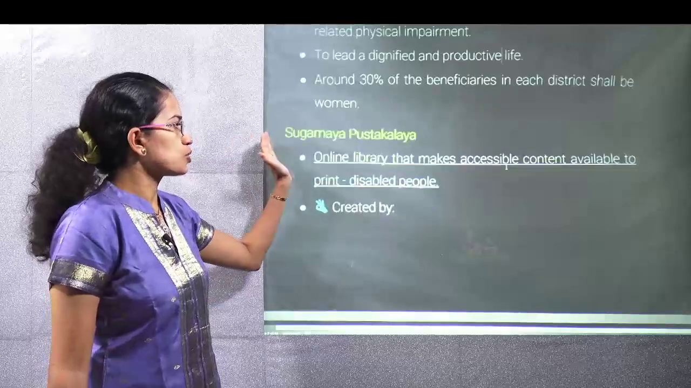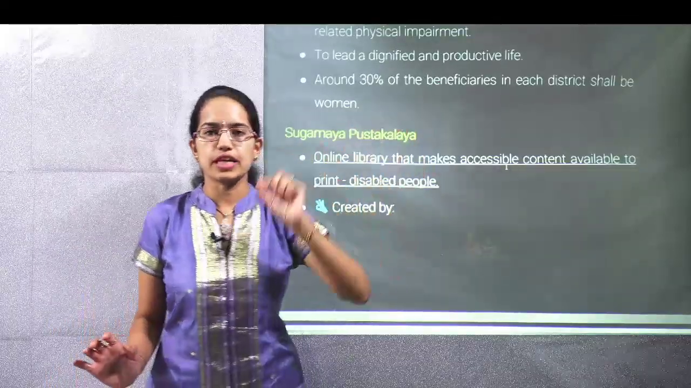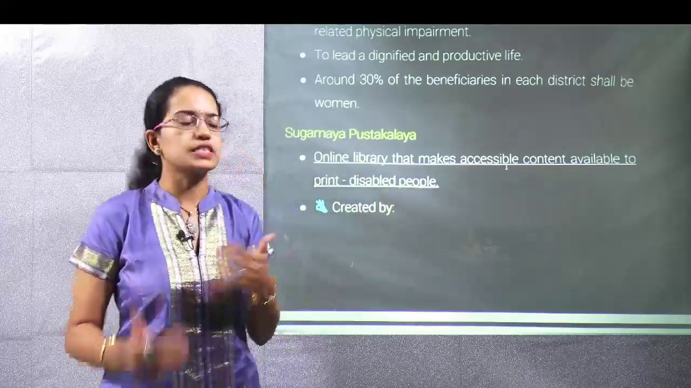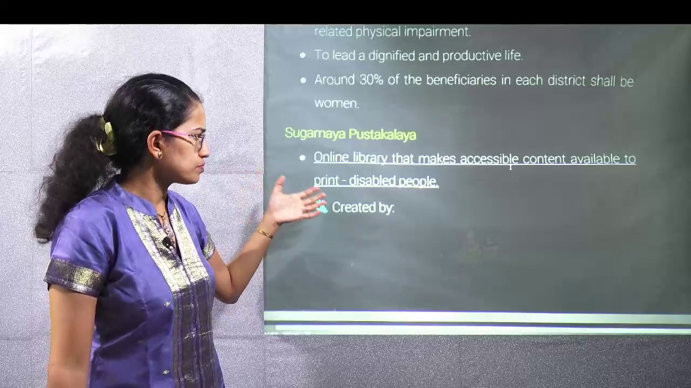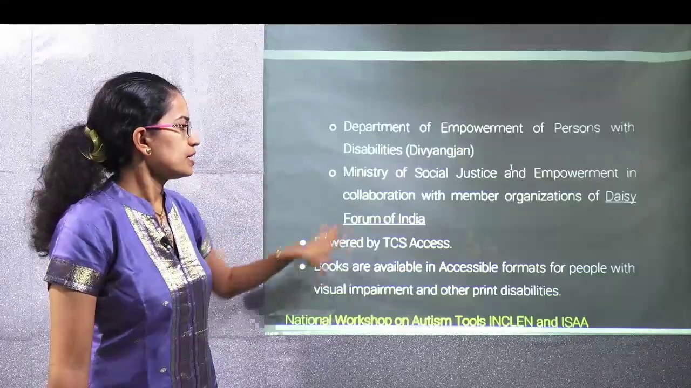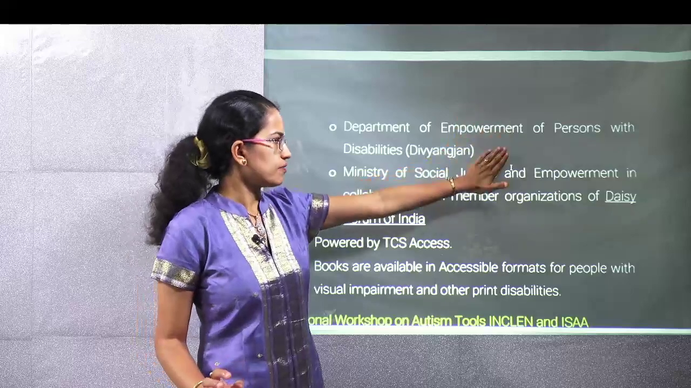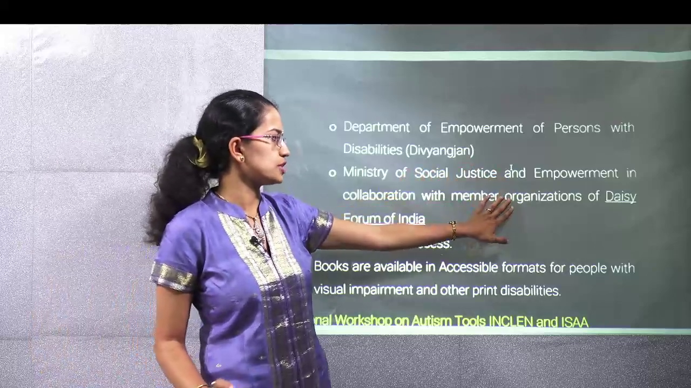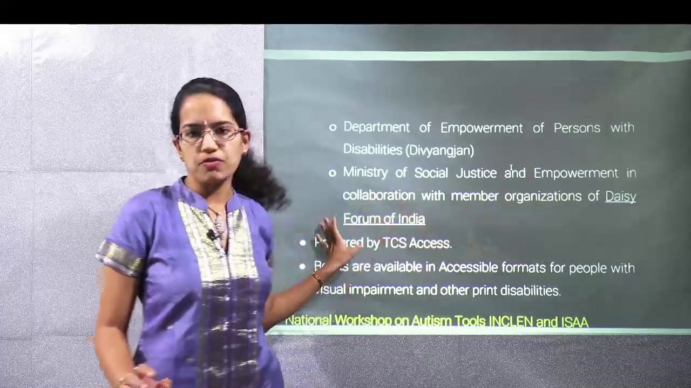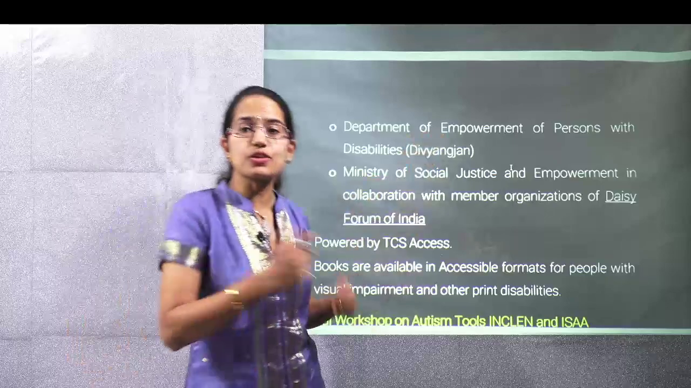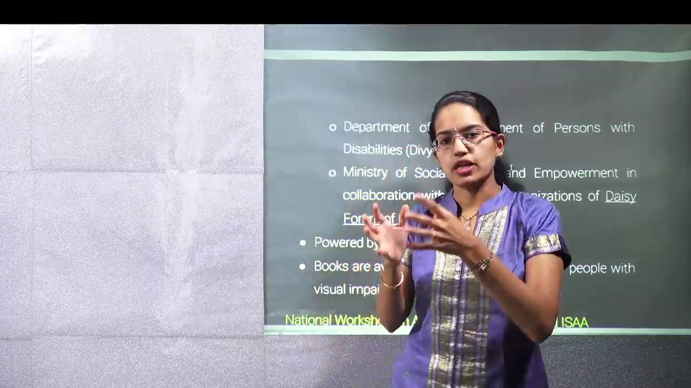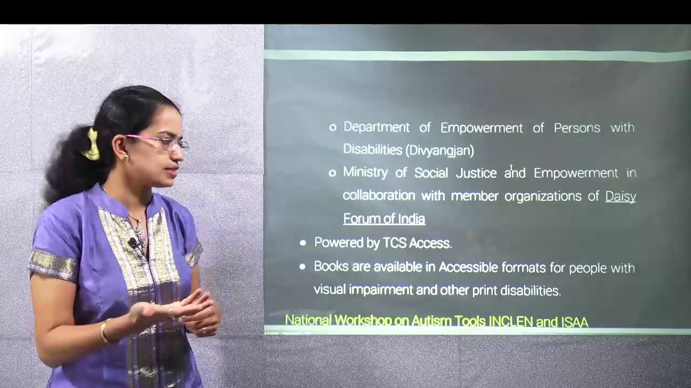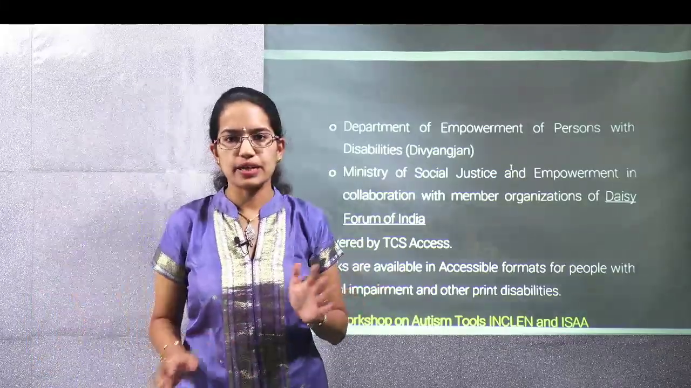The next is the Sugamya Pustakalaya. This is a very interesting and very important scheme. Basically it's an online library for the physically disabled, to give assistance to print disabled people. It was created under the Divyangjan department, that's the Department of Empowerment of Persons with Disabilities, along with the Ministry of Social Justice and Empowerment and the Daisy Forum of India. The first two you can easily catch when talking about a scheme like that, but the Daisy Forum of India could be something asked in your examination. Now this has been powered by TCS.